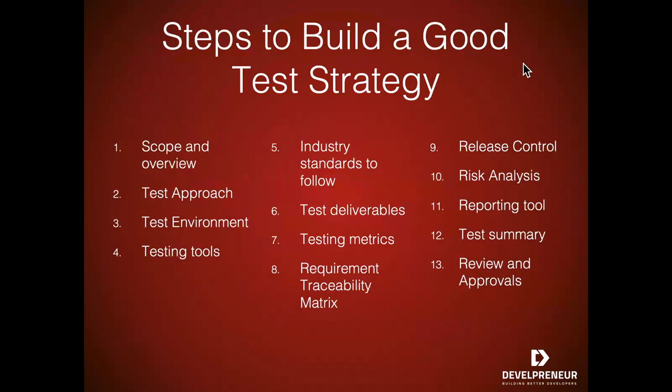These are the steps we're going to cover today. We're going to discuss scope and overview, the test approach, your test environment, the types of testing tools you can use, industry standards that you typically want to follow when building your application, your testing deliverables, how to test the matrices of these deliverables to make sure that they are actually testing the way you want them to test. We're going to look at building a requirement traceability matrix. We're going to discuss release controls, risk analysis, some other reporting tools, test summary, and how to review and approvals.